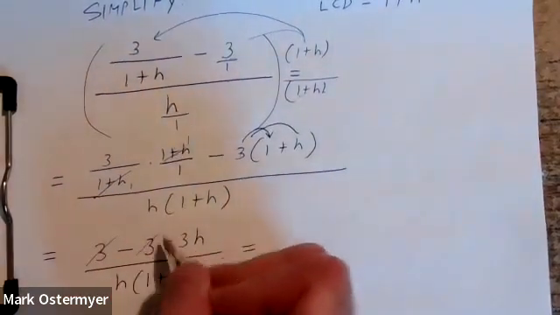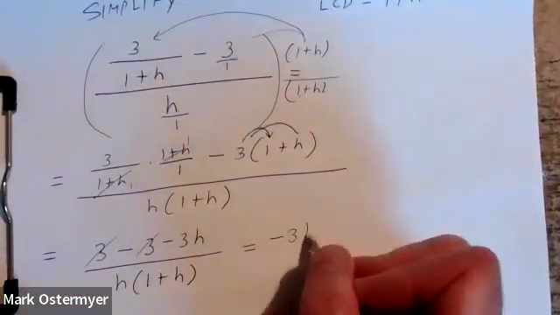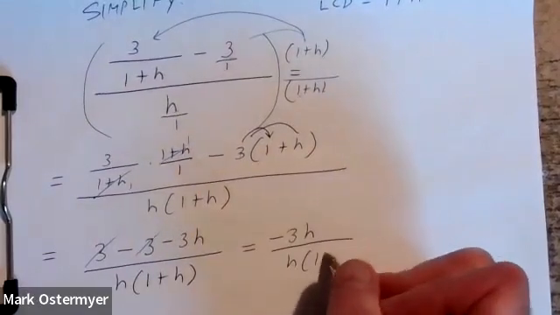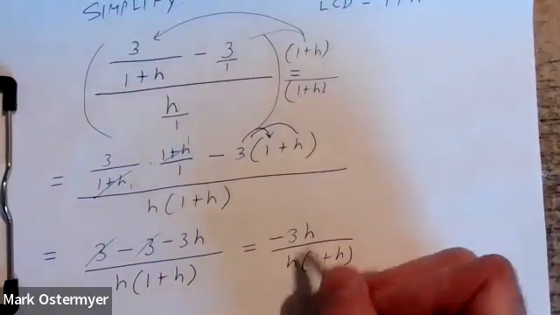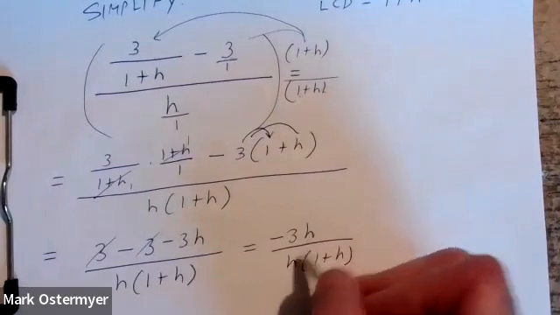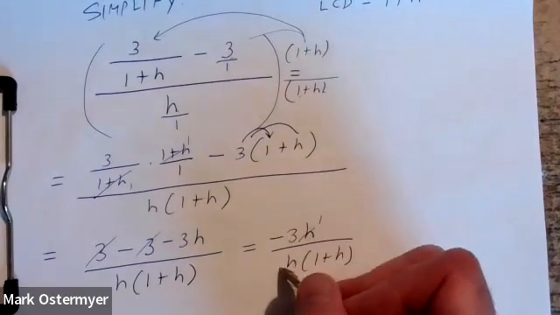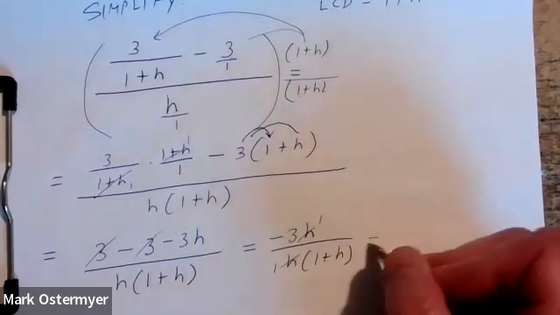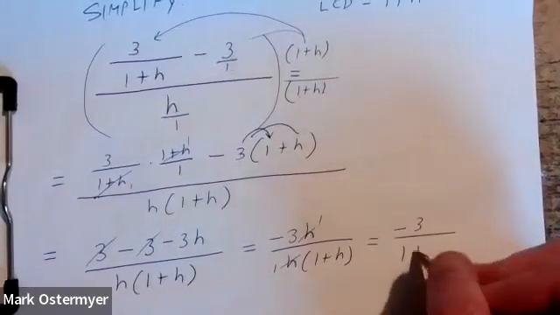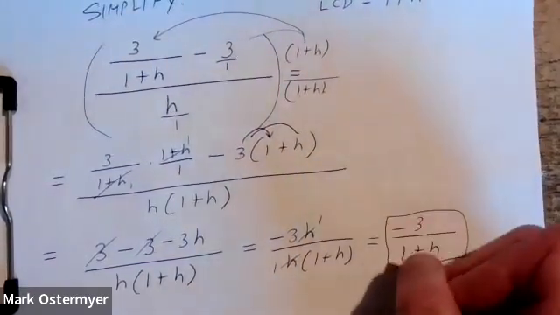Notice these 3's cancel out to 0, leaving you with minus 3h over h times 1 plus h. Now notice these h's, being factors in the numerator and denominator, reduce out. H divides into itself once, h divides into this h once. We're left with our final answer of negative 3 over 1 plus h. And we're done with that.